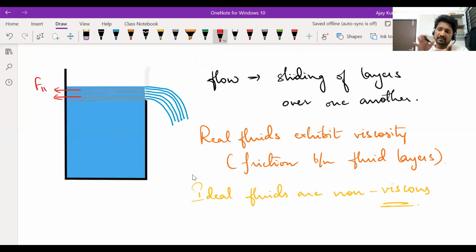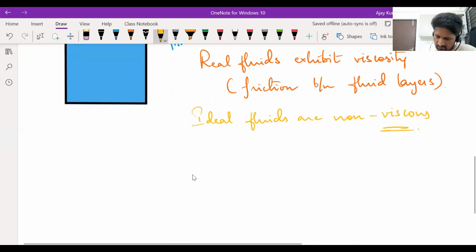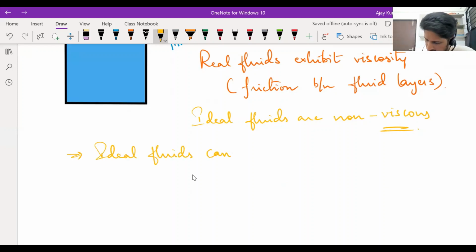Anything can easily slide over the surface of a fluid. Or reverse, a fluid can easily slide over any surface. An ideal fluid can completely freely slide over any surface. So what does that mean? Ideal fluids cannot resist a tangential stress.